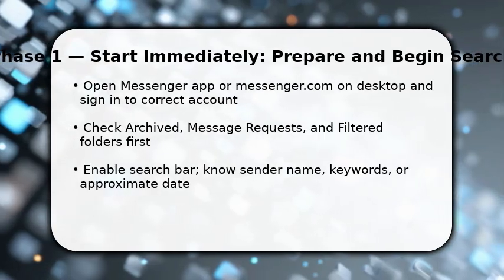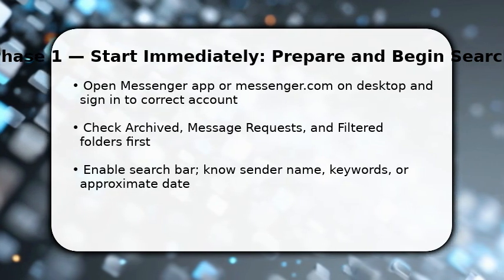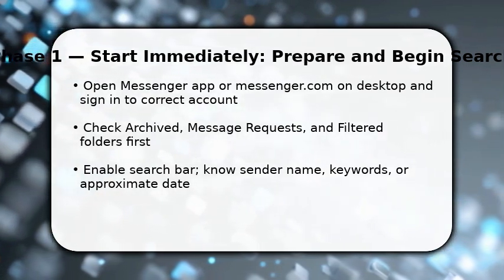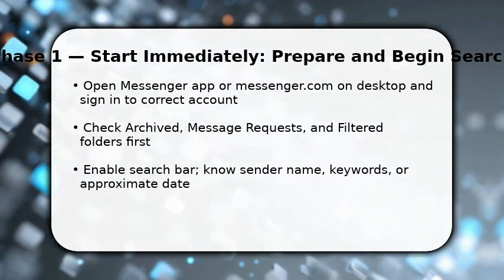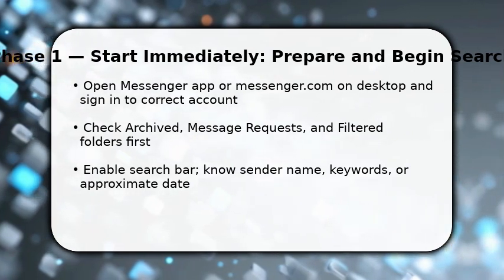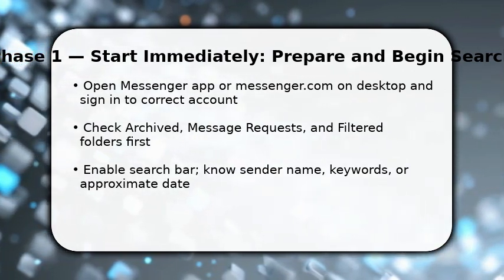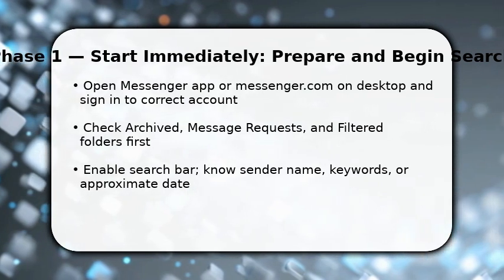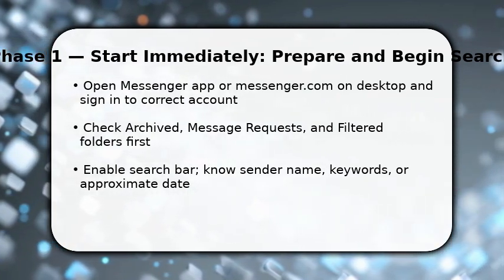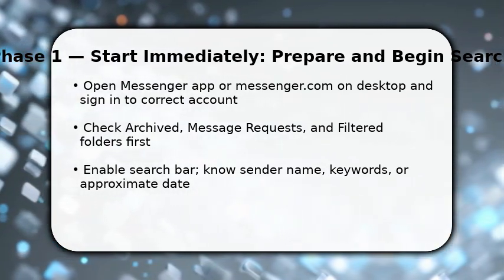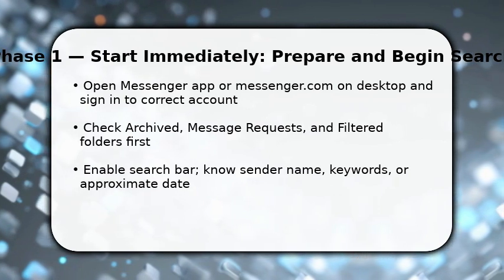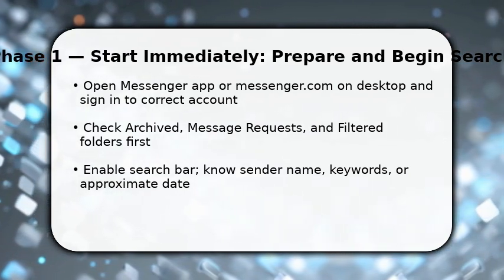You start by opening Messenger now and signing into the exact account that might hold the message. Once signed in, tap the search bar at the top, type the sender's name or a unique keyword from the conversation. Also, check archived and message requests. Many lost threads are moved there automatically. Make sure to look at filtered messages too, because Facebook hides some chats.